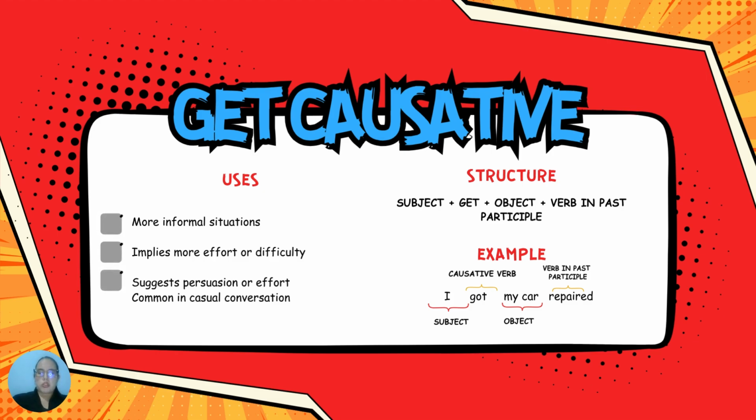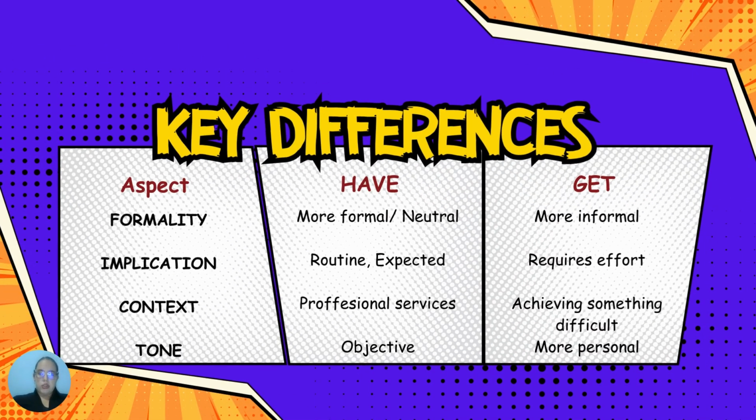A little example of this causative verb is I got my car repaired. The structure is the same, but the causative verb changes according to the tense form, right? Okay, it's really important to know some aspects when we use causative verbs so that we can better use them.